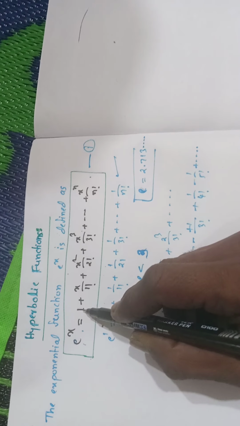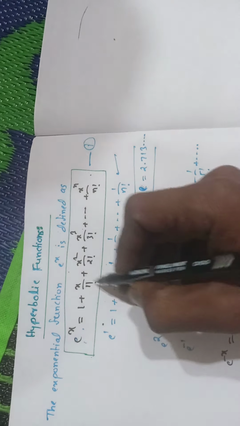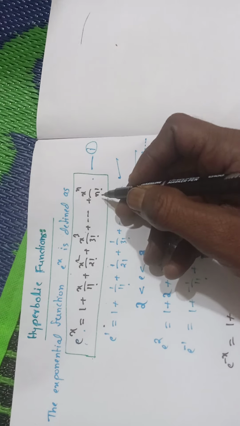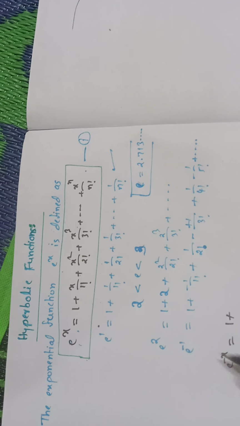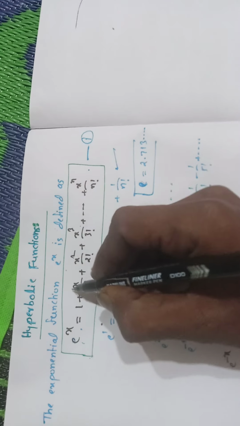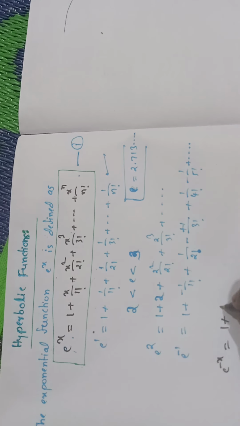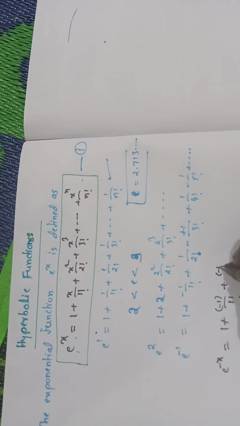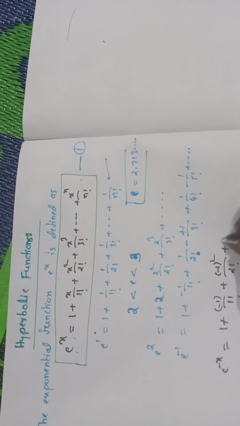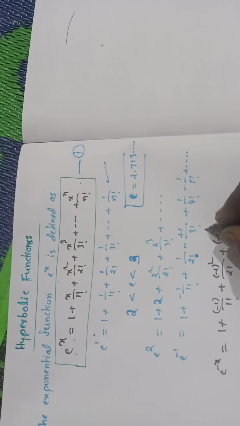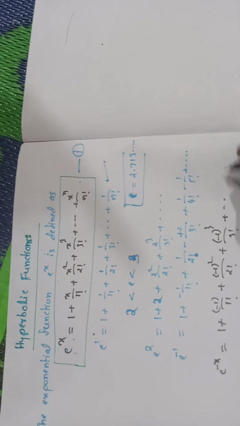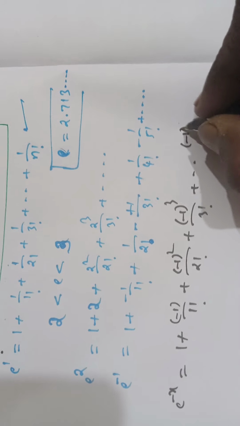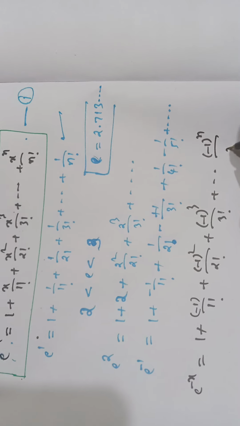Since e power x equal to 1 plus x by 1 factorial plus x square by 2 factorial plus x cube by 3 factorial, so on, x power n by n factorial, then e power minus x will be 1 plus, here in the place of x we should write minus 1. So it will become minus 1 by 1 factorial. And the next term will become minus 1 whole square by 2 factorial. The next term will become minus 1 whole to the power of 3 by 3 factorial, so on will come, all the terms. Then the last term will become minus 1 to the power of n by n factorial, isn't it?